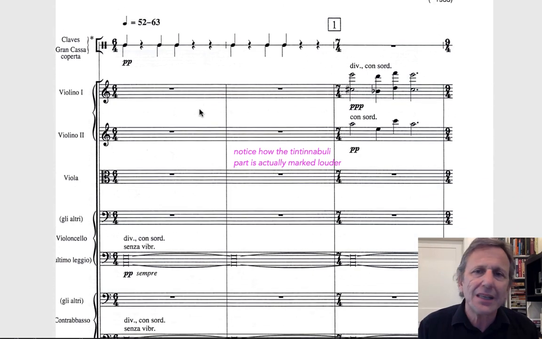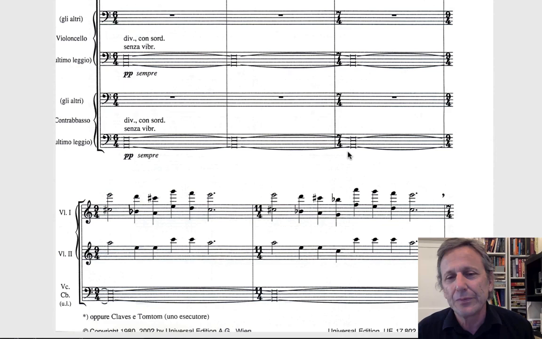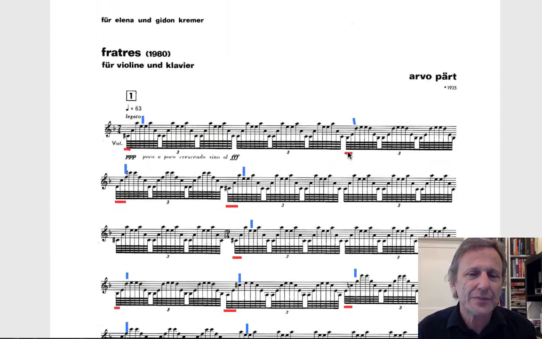And going back to the beginning, where we started, here's the score. And now you can notice some things. Notice how the tintinnabulation part is actually marked a little bit louder. God's voice is calling to us, and we're a little bit lost and in conflict in many different ways. That's what Arvo Pärt thinks.